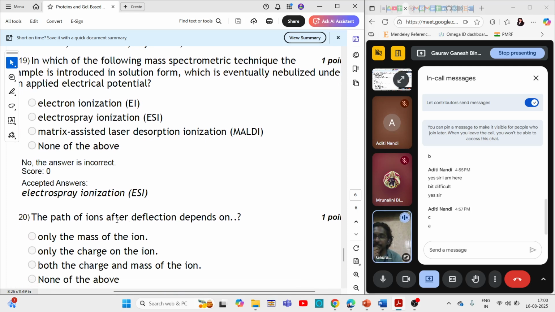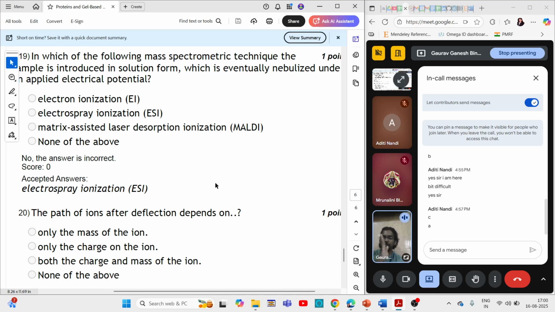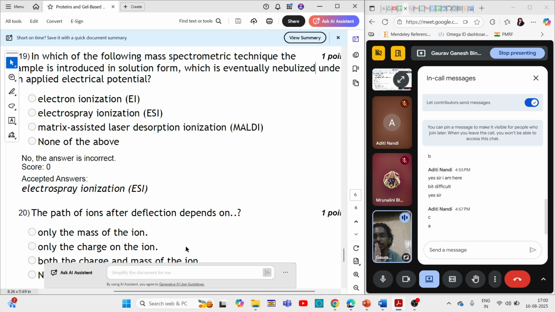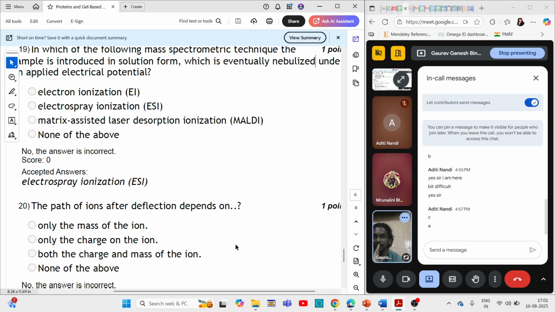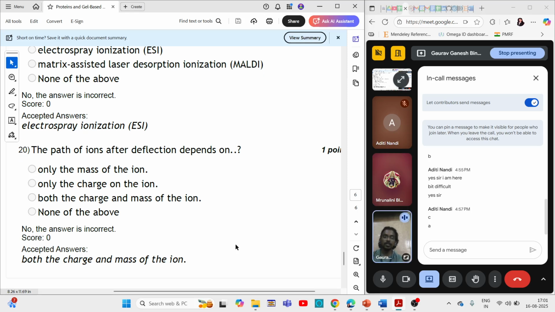In electron ionization, the path of ions after deflection depends upon what? Once the deflection happens, what is the path of ions? Is it only the mass of the ion, only the charge, or both charge and mass of the ion? Generally, mass spec works with mass to charge ratio. So it depends upon both mass as well as charge. Depending upon the mass to charge ratio, that's how the ions travel towards the detector.